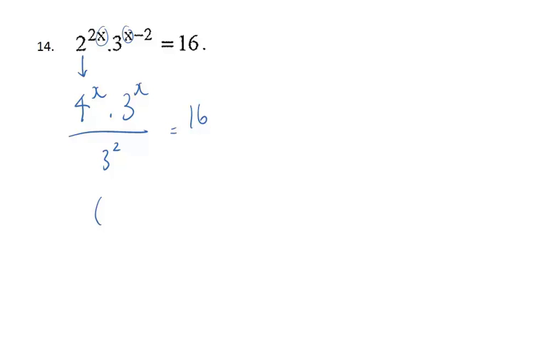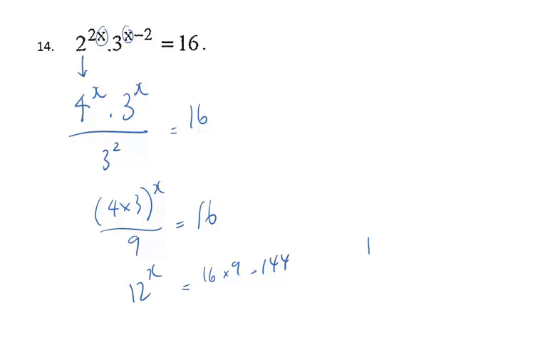So we can put these two terms together. So we can have 4 times 3 to the power of x divided by 9 is equal to 16. We multiply our 9 across, we've got 16 times 9 will be 144, is equal to 4 times 3 to the power of x, so 12 to the power of x. We know that 12 squared is 144, so x will be equal to 2.